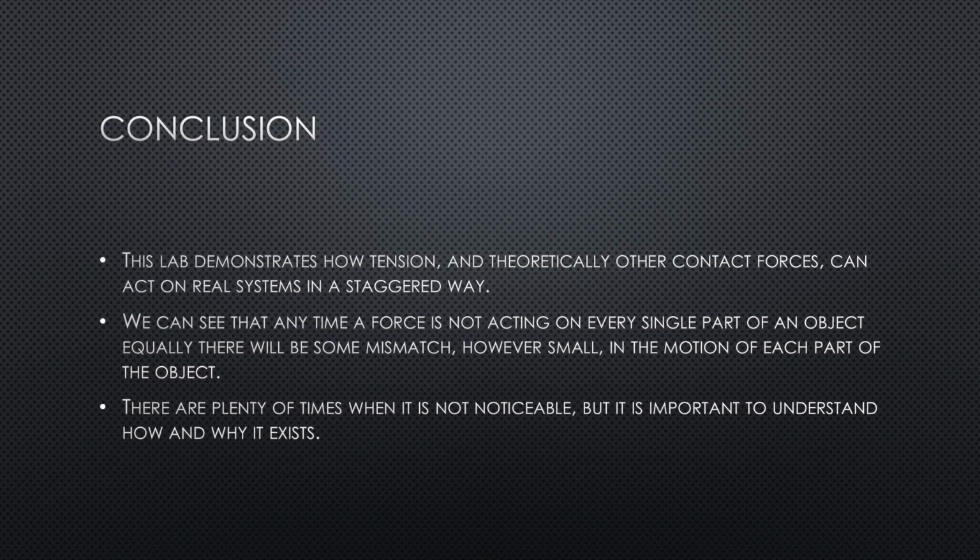So in conclusion, this lab demonstrates how tension, any contact force, and theoretically any force in general can act on real systems in a staggered way. We can see that anytime a force isn't acting on every single part of an object equally, there's going to be some mismatch. Most of the time, it's not noticeable, but as you can see with the Slinky, there are cases where it's very important to take that into account. And it's important that we understand where this comes from and why it exists.